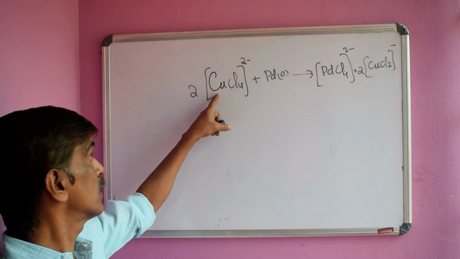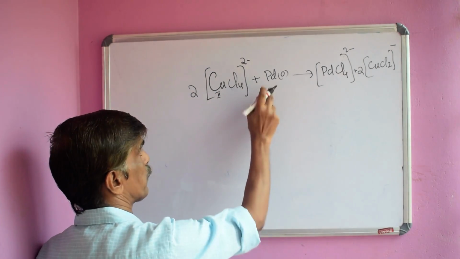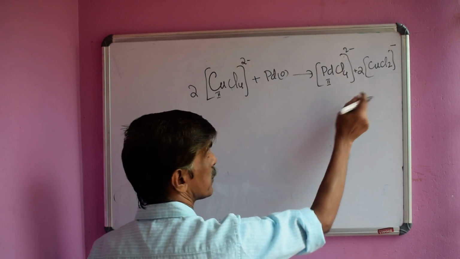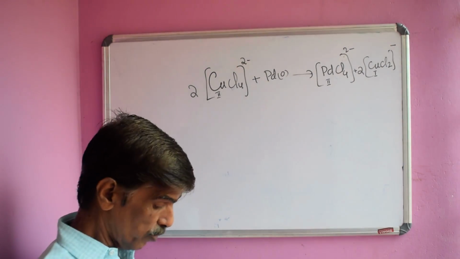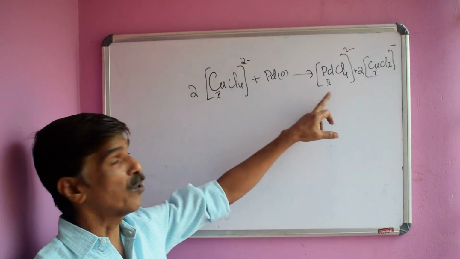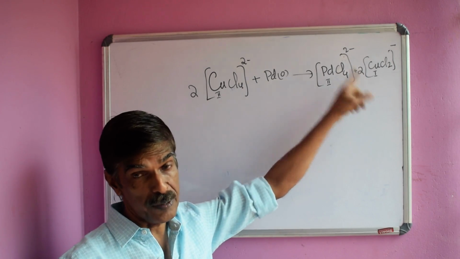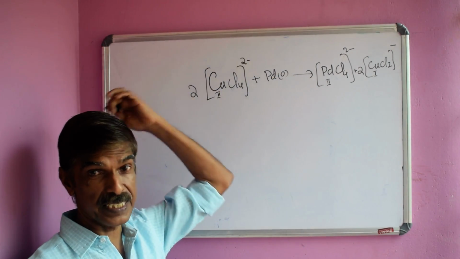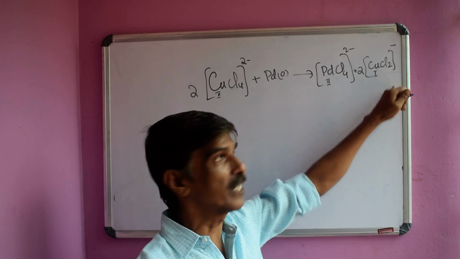You can see this is CuCl4 2 minus, that is copper 2. This is palladium 0, and this is PdCl4 2 minus or palladium 2, and this is CuCl2 minus, that is a copper 1. So we can see that this is actually an oxidation of palladium 0 by copper 2. Palladium 0 gets oxidized into palladium 2, copper 2 gets reduced, not into copper 0, it is copper 1. Okay. So the PdCl4 2 minus is regenerated, but the CuCl4 2 minus is converted into CuCl2 minus.